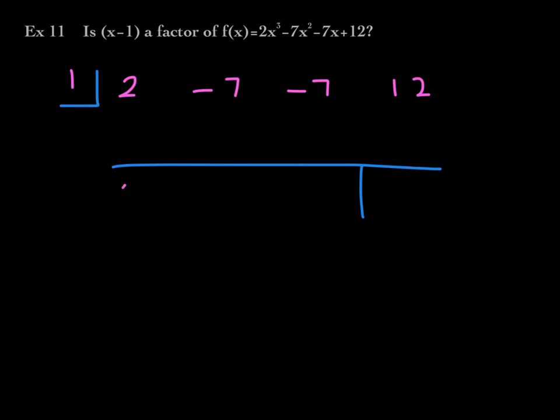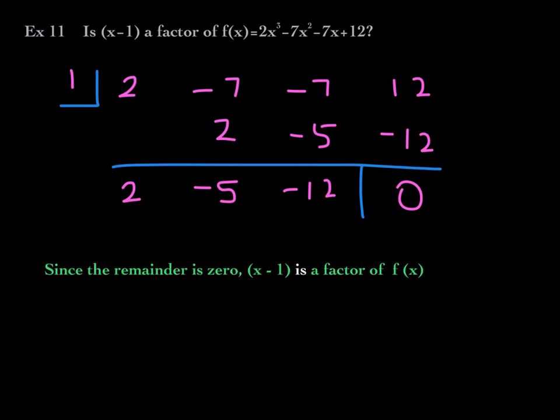Bring down the 2. 1 times 2 is 2. Negative 7 plus 2 is negative 5. 1 times negative 5 is negative 5. 7 plus negative 5 is negative 12. 1 times negative 12 is negative 12. And we get 0. I don't know if you recognize it, but these last two examples we've done before. So anyway, here we go, 0. So what's our conclusion? Our conclusion is the following. Since the remainder is 0, x minus 1 is a factor of f of x.